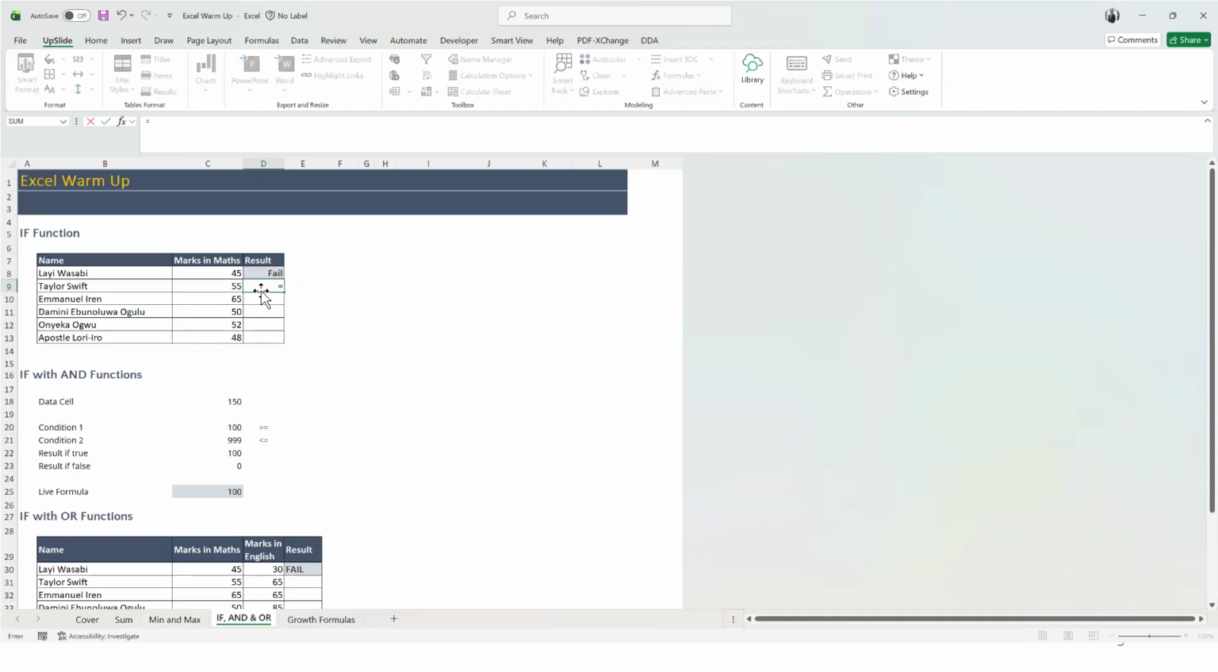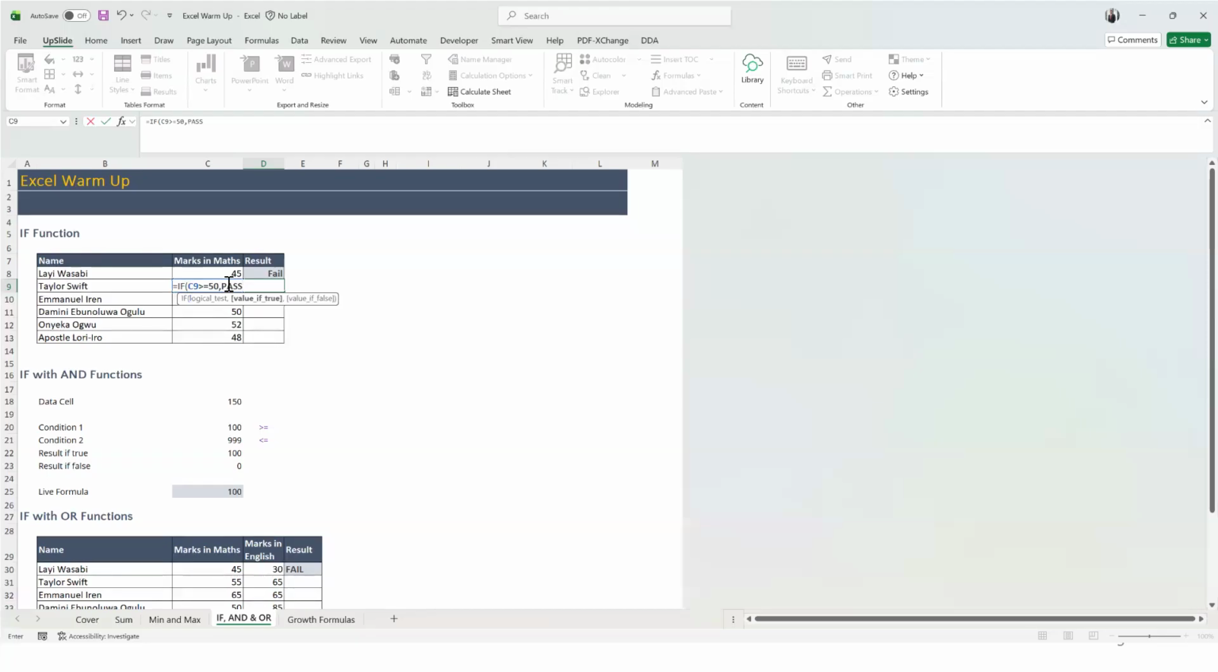Equals to, remember, this is just Excel warm-up. Equals to IF. IF is a function, and you can see that it gives us what we need. Number one, logical test. What do we want to test? We want to test that if the person's score is greater than or equal to 50, the person passed. If it's less than 50, the person failed. So the logical test is if this score is greater than or equal to 50, comma, if it's greater than or equal to 50, we want to say the person passed. So we can put pass here.